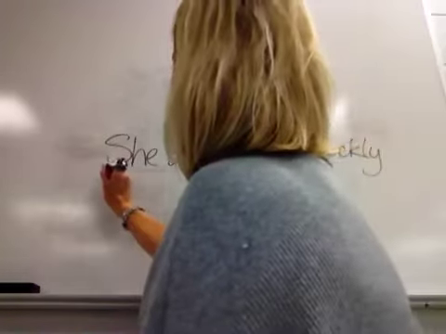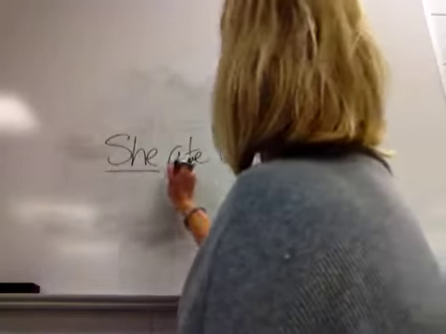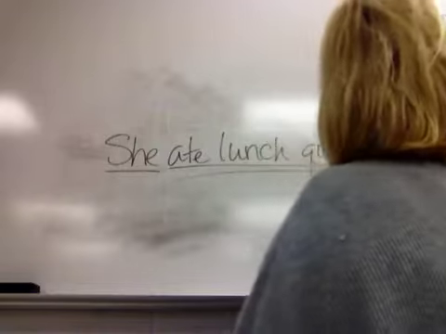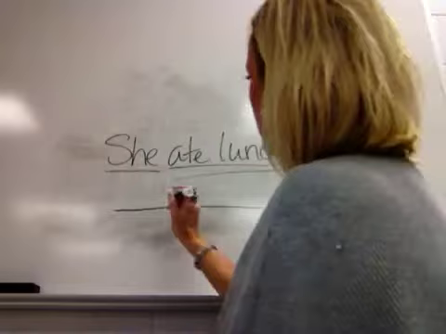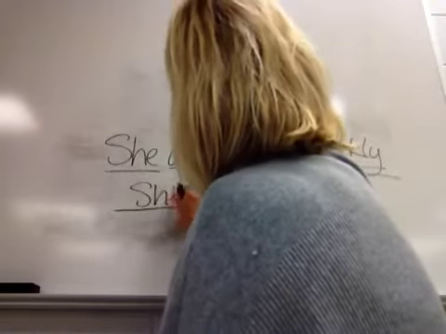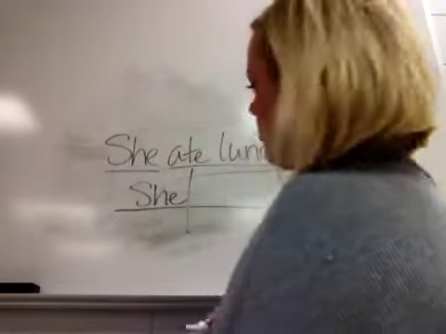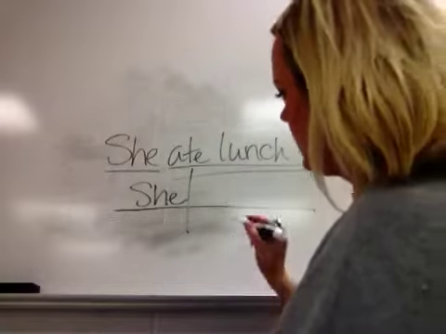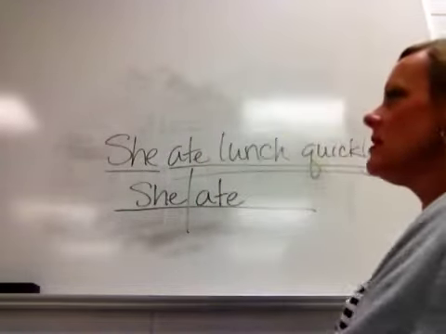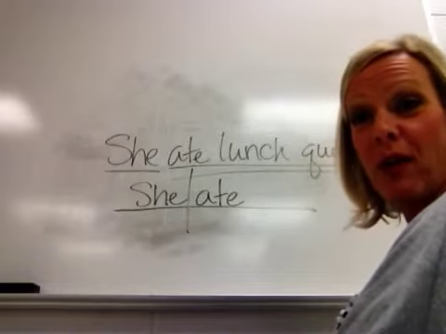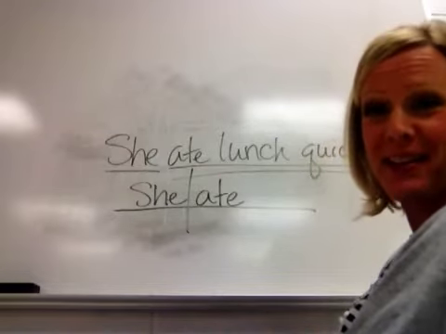Okay? She's our subject. Ate lunch quickly is our predicate. And if we're going to diagram it, we make our baseline. She is our subject. Line through the baseline to separate the subject and verb. And ate is our verb. So that's what you're going to be doing tomorrow. And I'll figure out how to get this the right way for you.